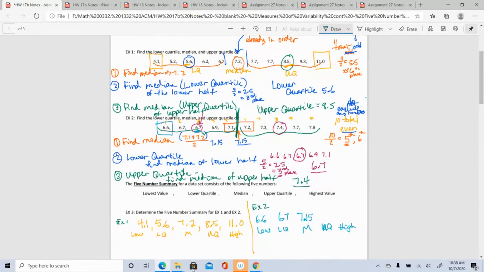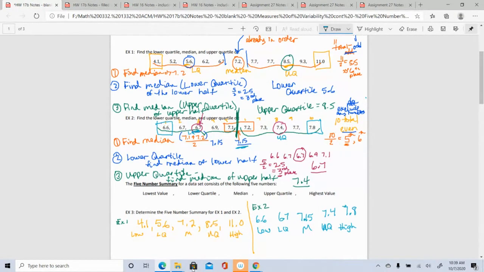Upper quartile, oh, I didn't put upper quartile there, did I? This one's 7.4. Yep, 7.4. And what about the highest number, or the biggest number? $7.8. Yeah.